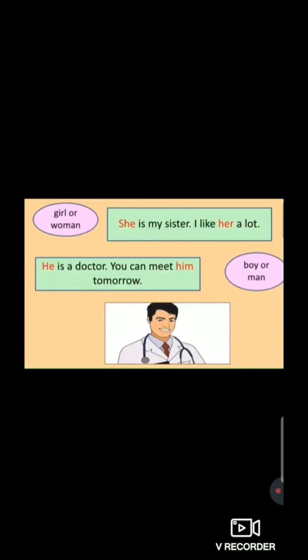So students, in the place of a girl's or woman's name, we can use "she" because it's a female gender. For using in the place of a girl's or woman's name, meaning a noun, we can use a pronoun word, and the pronoun word is "she". So here the sentence is, She is my sister. I like her a lot. Right students? And for a boy or man, we can use "he" because it's a male gender. So here the sentence is, He is a doctor. You can meet him tomorrow.